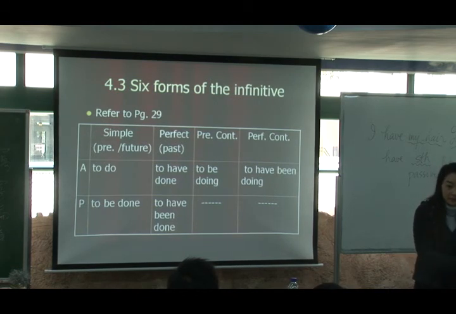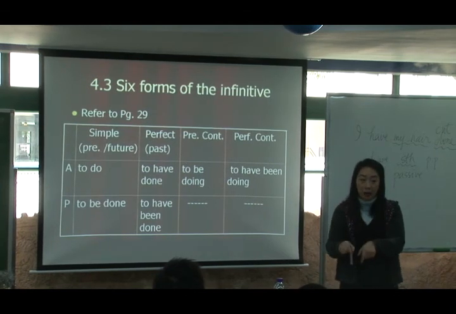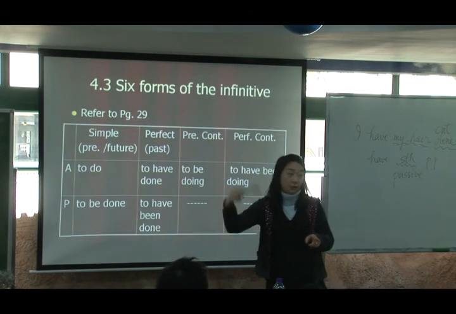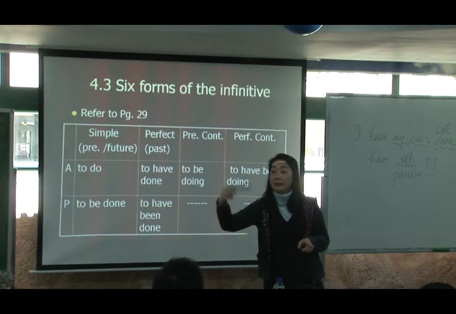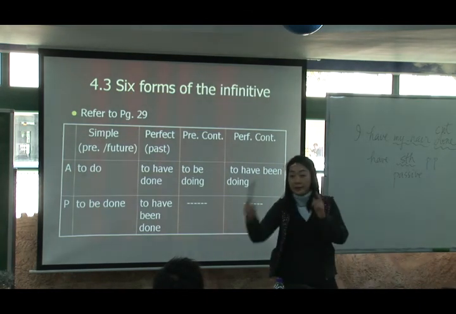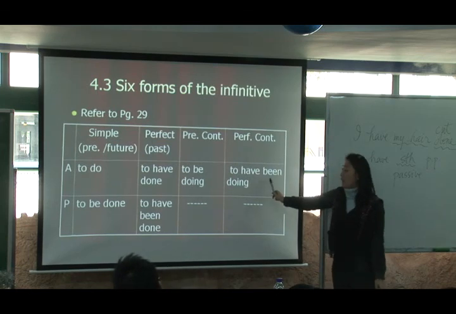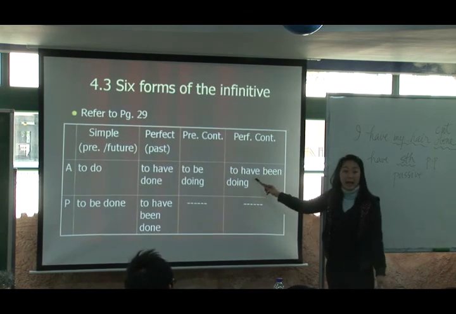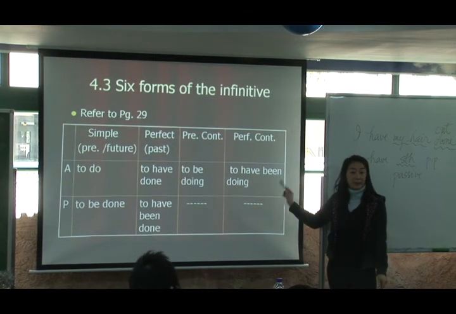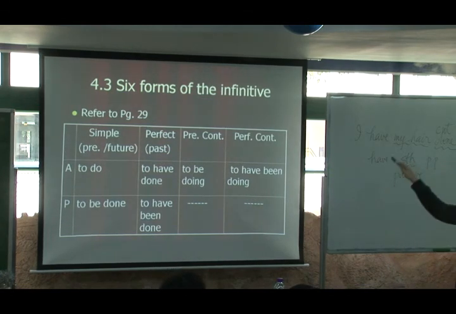From the past until now. Stop already? No. And then it still continues in the near future. Okay, from the past until now, and then still continues in the near future. And then the form, the structure: to have been doing. This is to infinitive, okay?